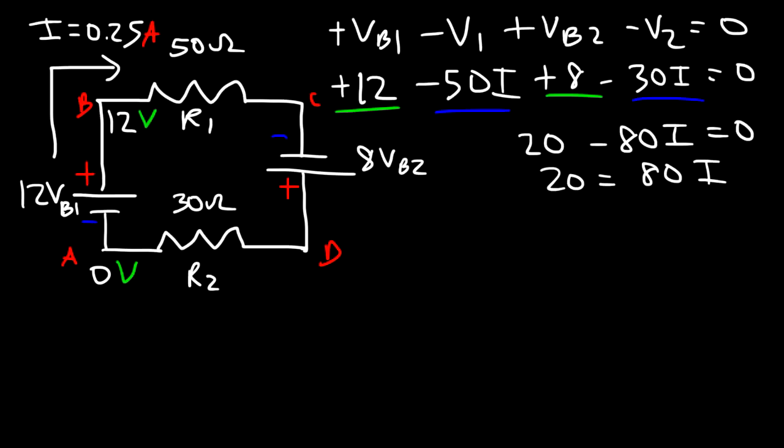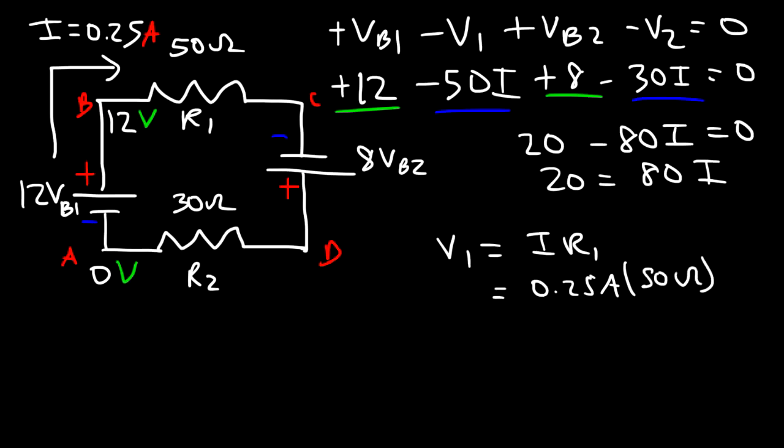Now the resistor, R1, is going to drop the voltage. To calculate the voltage drop, it's simply I times R1. So the current is 0.25 amps multiplied by resistance of 50 ohms. And so the voltage drop there is 12.5 volts. So 12 minus 12.5, this is going to be negative 0.5 volts at point C.